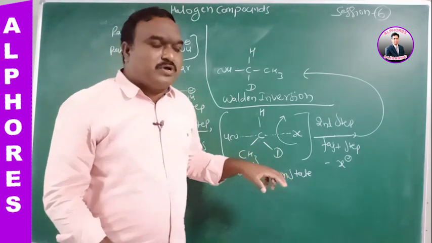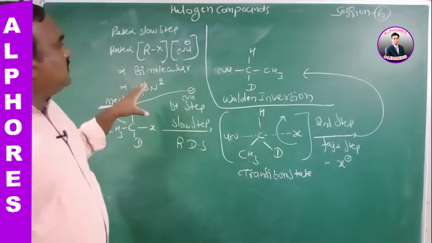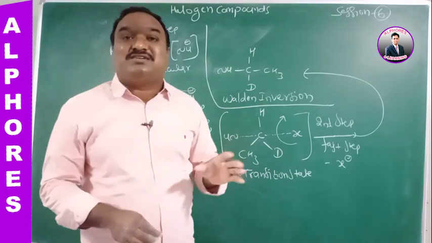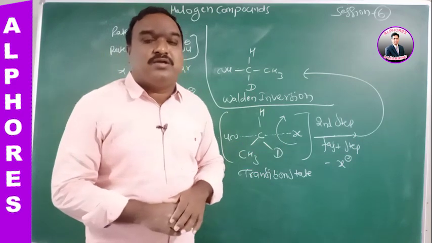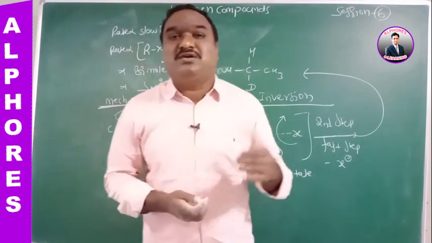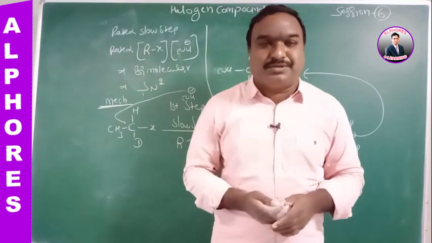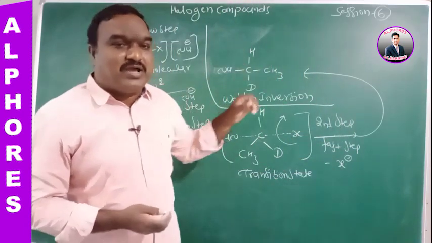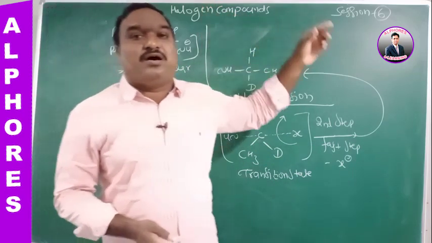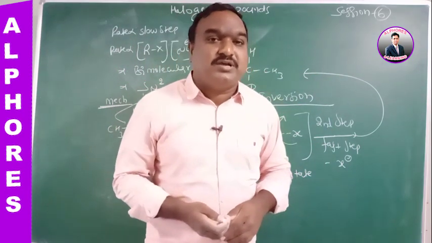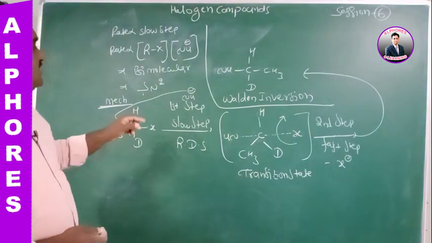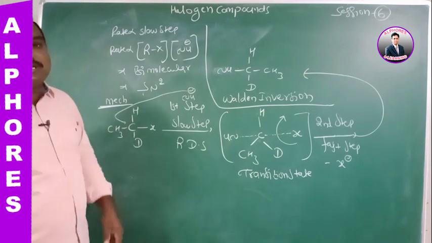So remember the reactivity order: primary, secondary, tertiary. Here it is a single step reaction, a concerted mechanism. Wherever an SN1 reaction is given, it is a non-concerted reaction with multiple steps. The SN2 reaction proceeds via a less stable transition state, while the SN1 reaction proceeds via a carbocation intermediate. This is the way to explain whether the given reaction is SN1 or SN2.